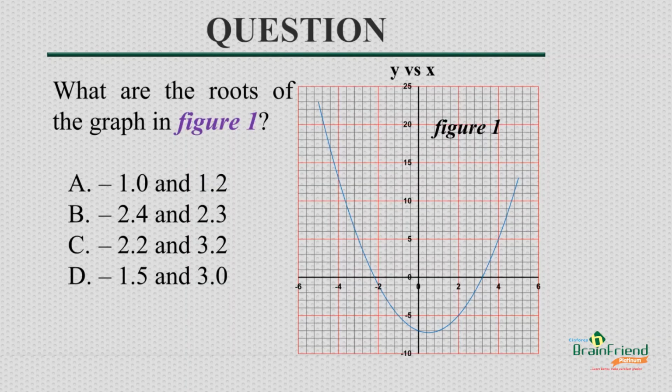Now it's test time. So let's try out some simple exercises. Question number 1. What are the roots of the graph in figure 1? Option A says the roots are -1.0 and 1.2. Option B is -2.4 and 2.3. Option C is -2.2 and 3.2. Option D is -1.5 and 3.0. The answer is C. That is because this curve cuts the x-axis at -2.2 and 3.2.